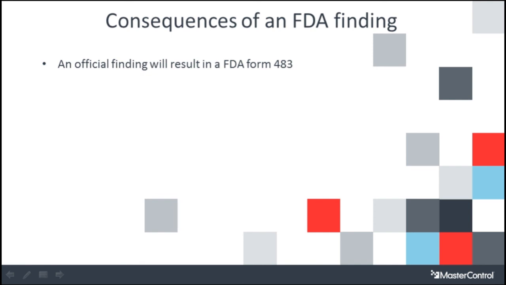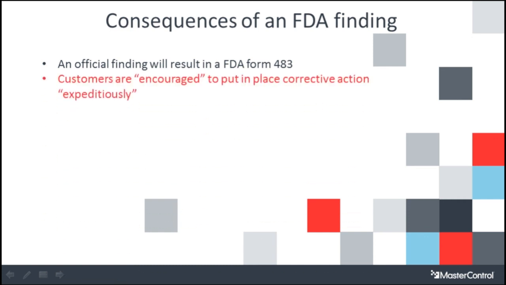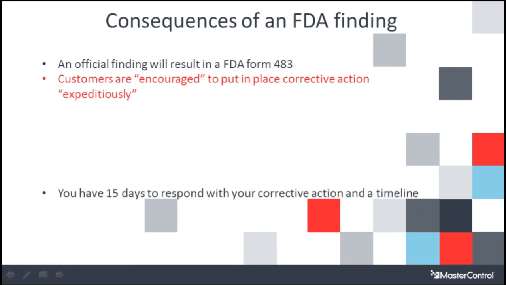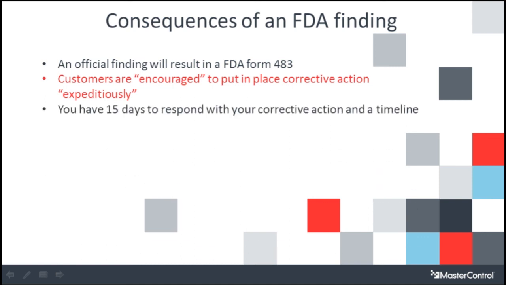So an official audit finding will result in a Form 483, okay? And I love this. Customers are encouraged to put in place corrective action expeditiously. They don't give you really any terms or time frame on it. They're just like, do it as fast as you can, right? Otherwise, we're going to step on you, all right? And you have 15 days to respond with your corrective action and a timeline, okay? So you got to fix this, and you got to respond within 15 days with a timeline on how you're going to correct whatever finding they got, right?